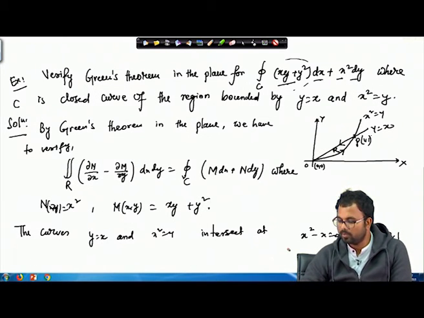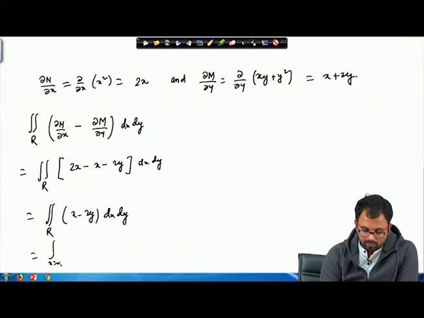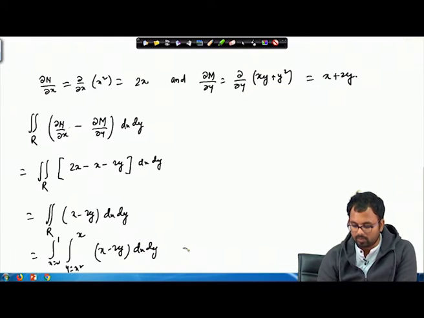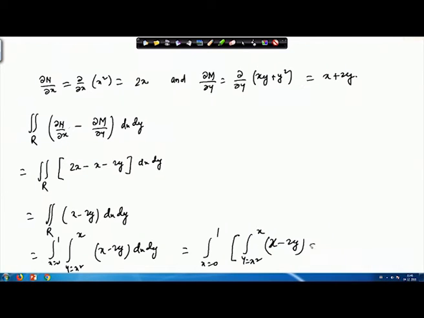And now, in the region R, x is varying from 0 to 1, and y is varying from x square to x, right. So, let me write those limits here. So, x is varying from 0 to 1 and y is varying from x square to x, of x minus 2y dx dy. So, we first integrate with respect to y, then integrate with respect to x. So, we integrate with respect to y first, substitute the limit, and then we integrate with respect to x.